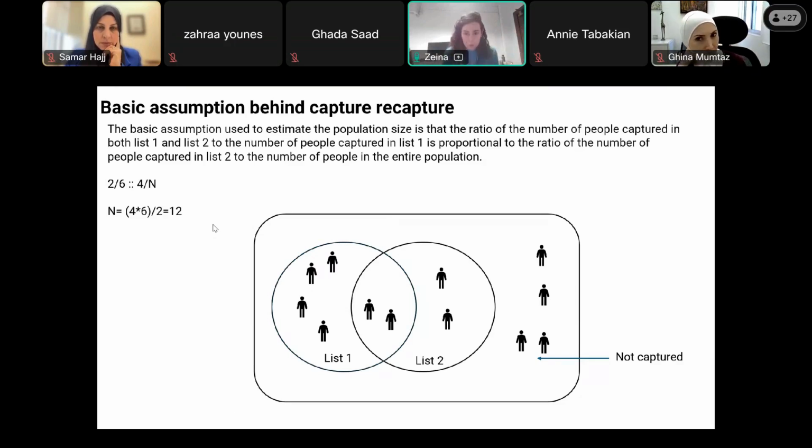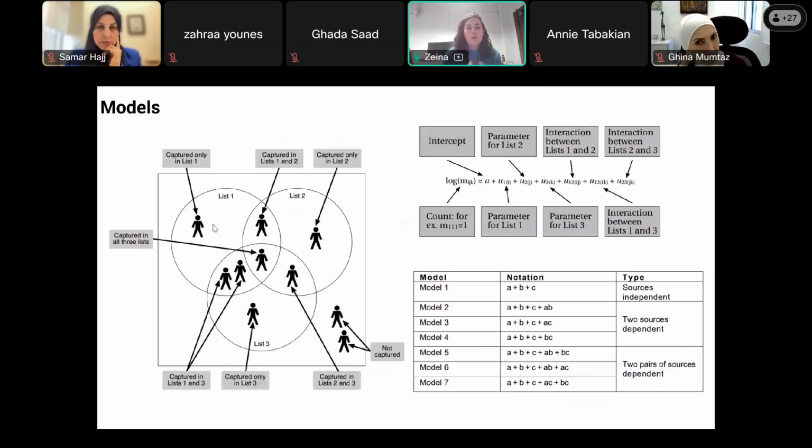Now, there are different assumptions in this, of course, like dependency and homogeneity, and this is where different people have talked about the need for 3 different lists, but also of doing models to take into account the interactions between the lists. So what we end up doing is actually fitting generalized linear models, and mainly in the analysis we've done it was a Poisson one, to look at how many were actually not captured by any list.